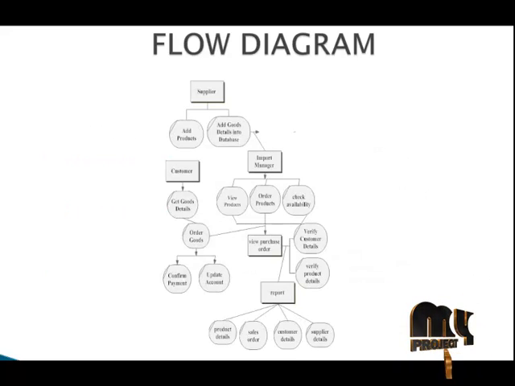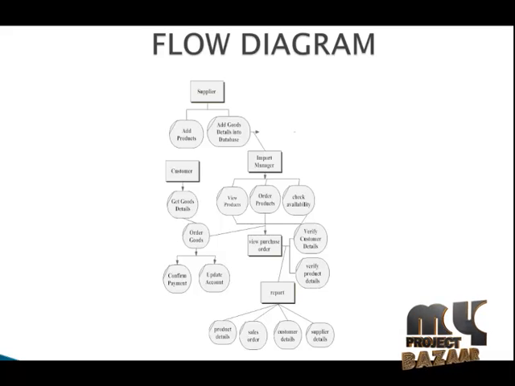Let's see the flow diagram. First of all, we are starting from the supplier. The supplier can add a product, adding goods details into the database. So the import manager will manage all these records. The import manager has the following options: they can view products, order products, check availability and view purchase orders. The customer can get goods details, order products, confirm the payment and update the account.